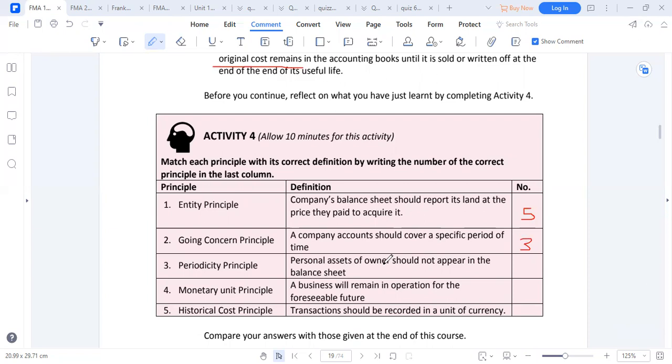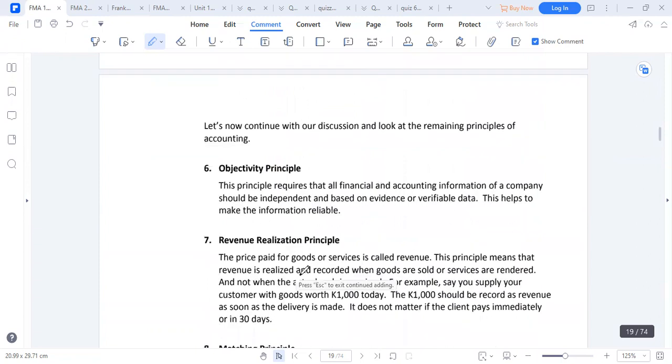Periodicity. Personal assets should not appear in the balance sheet. Entity. Business will remain in operation for a foreseeable future. Going concern. Transactions must be recorded in currency. Monetary unit. Excellent.